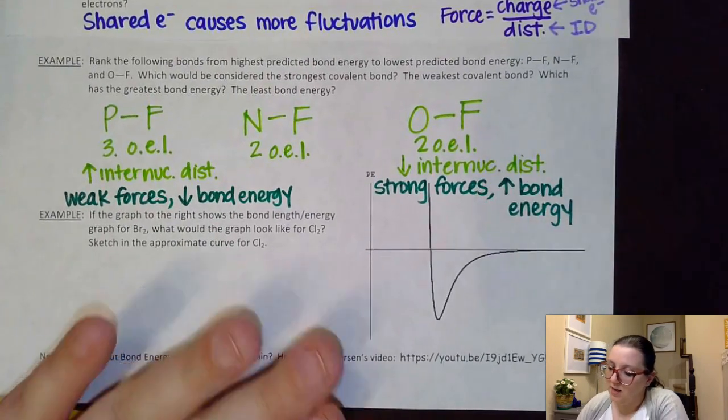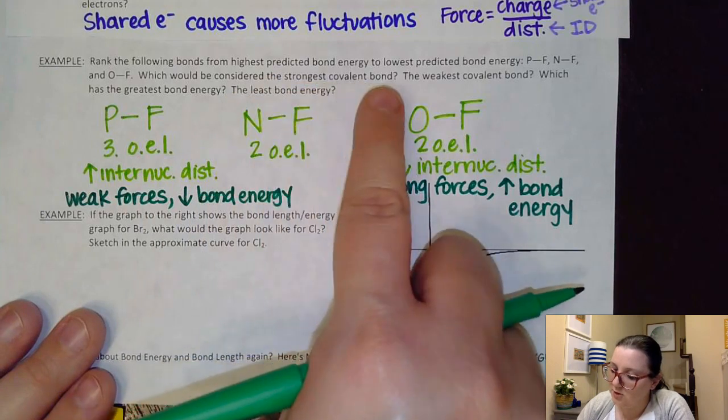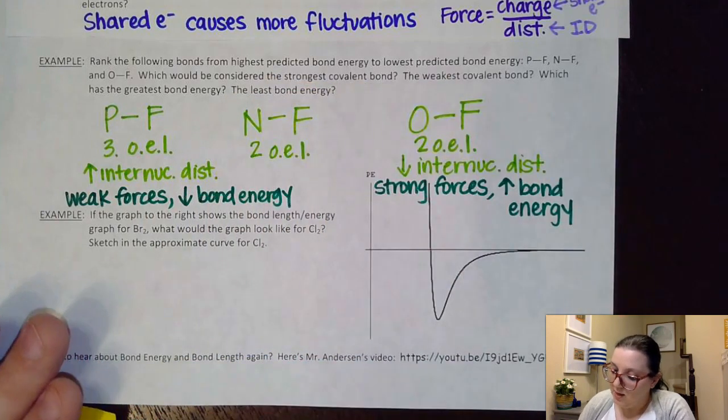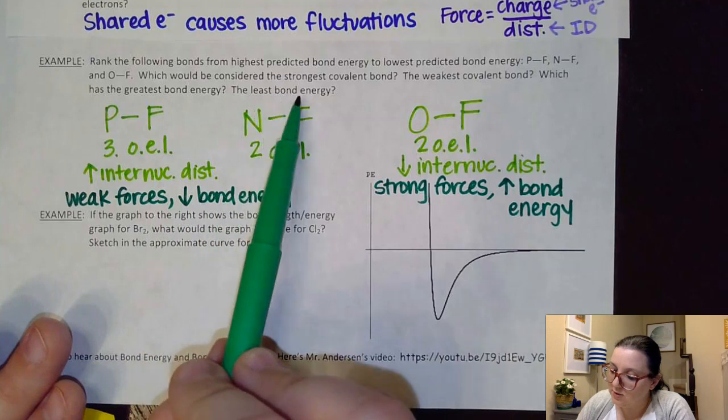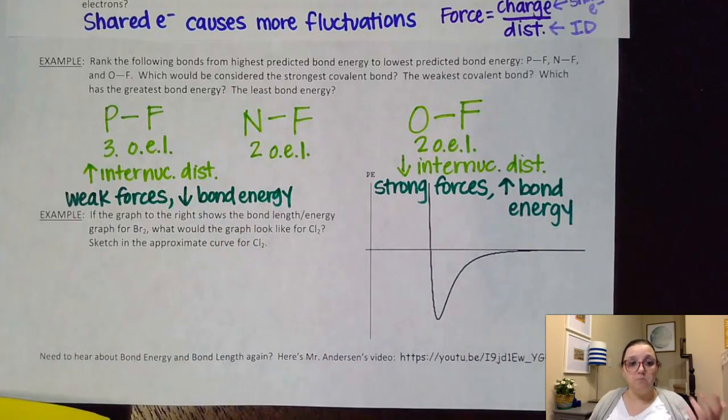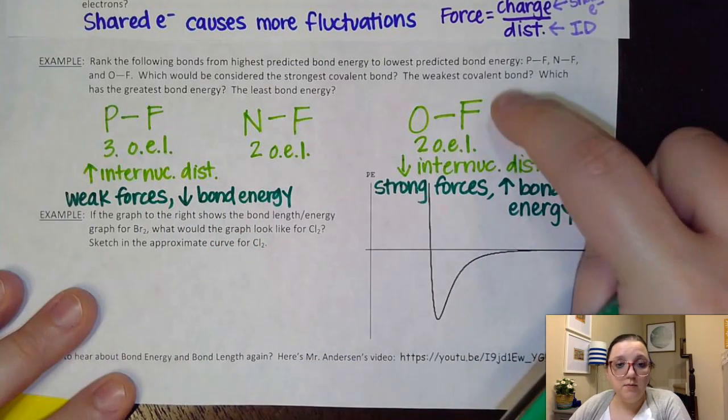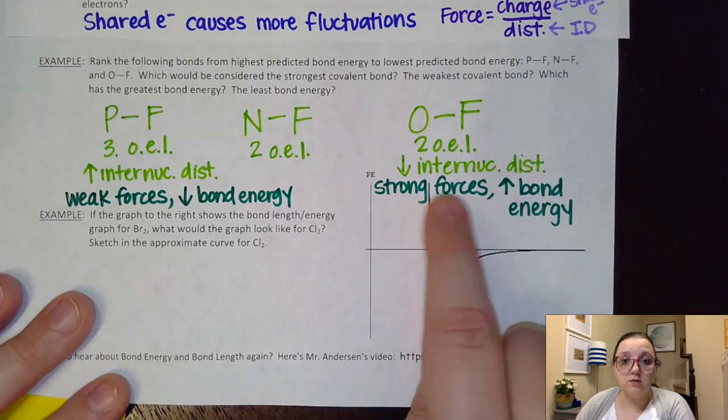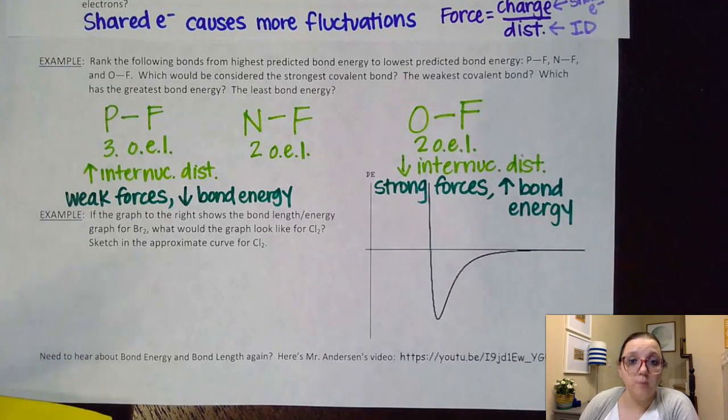Okay, so it said, hey, rank these from highest predicted bond energy to lowest predicted bond energy. So we did that. It also said, hey, which one would be considered the strongest covalent bond? Well, that's going to be the oxygen to fluorine. That has the strongest forces, and so therefore it'll be the strongest bond.